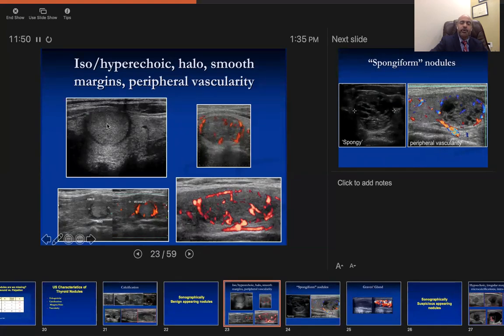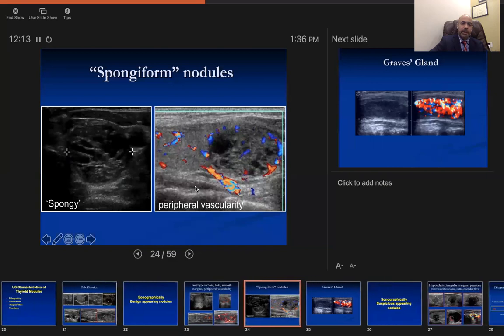They're isoechoic. What does isoechoic mean? Meaning that the echogenicity, or the brightness, is similar to the surrounding tissue, and then their vascularity is mainly peripheral. So this is another nodule with peripheral vascularity.